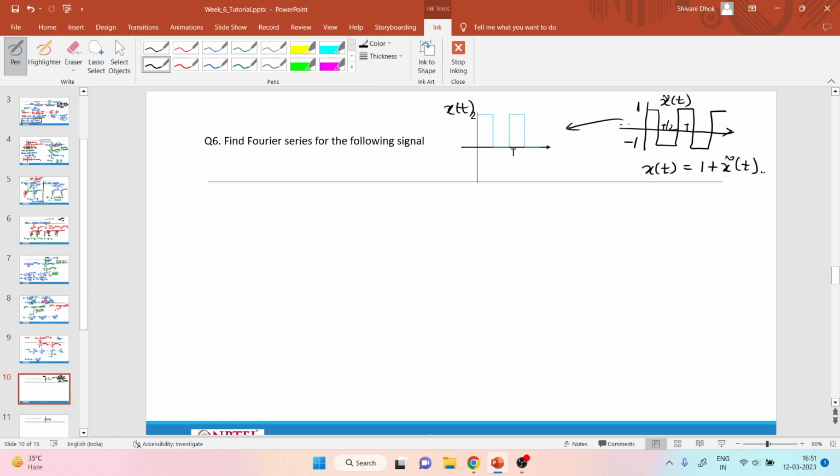Is it okay? Now we will find the Fourier series coefficients of this x t and try to figure out if these two have some relation or not. Do you have any questions?